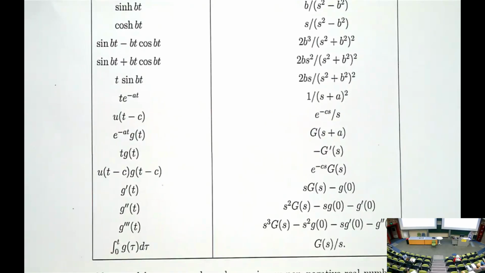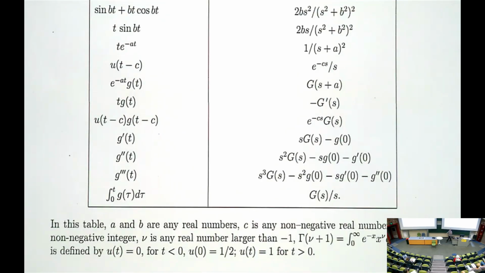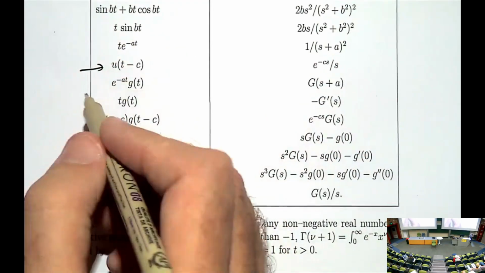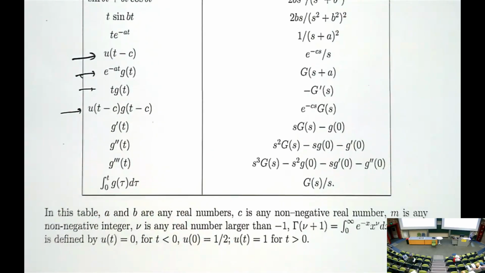Now, if you look down the bottom of the table, it starts to get a bit scary. Let's have a look. Here we've got a u function. What is this u function? U of t minus c. So there's this function here, and there's all these derivatives.